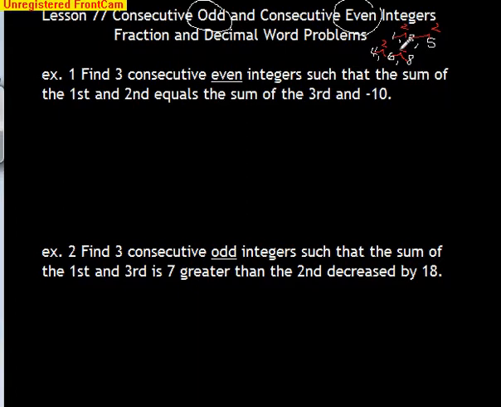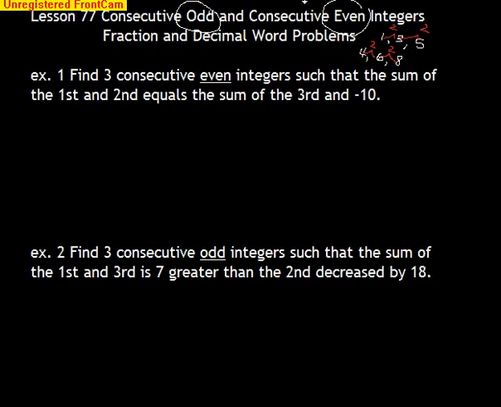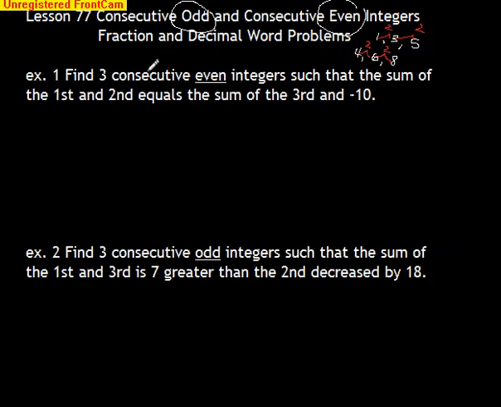If that doesn't make sense, let's try some examples. The first one says, find 3 consecutive even integers such that the sum of the first and second equals the sum of the third and negative 10. Really important with these is the first thing you want to do is set up your heading. So just like the last time, we're going to let n equal the first number.